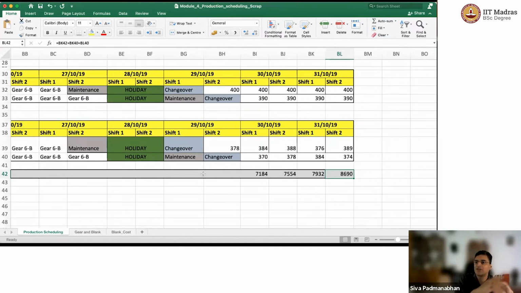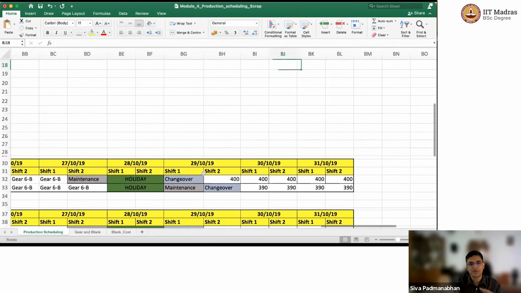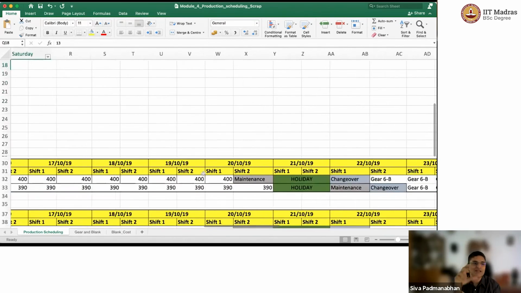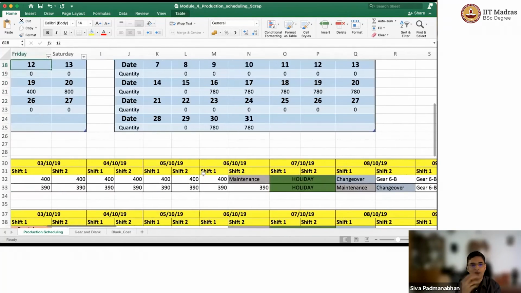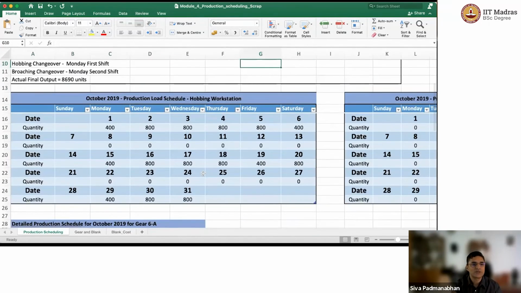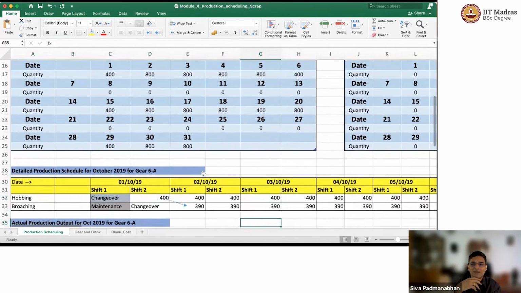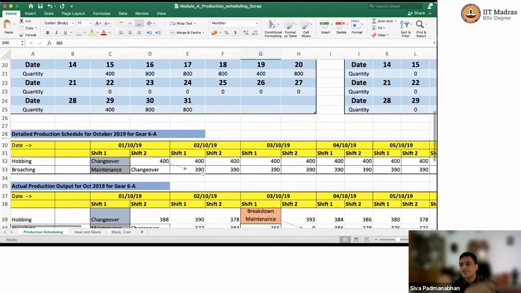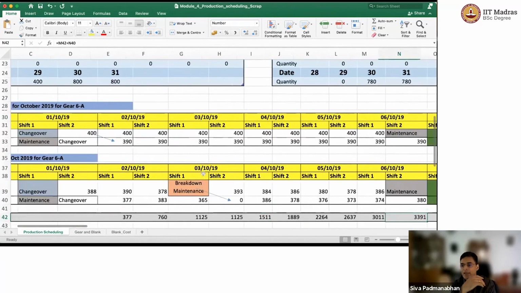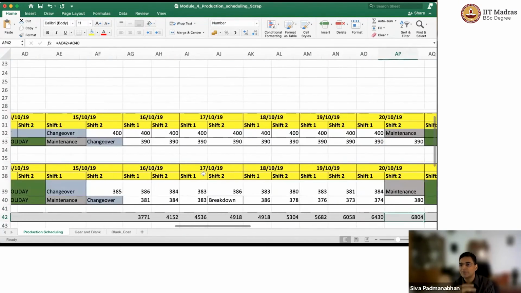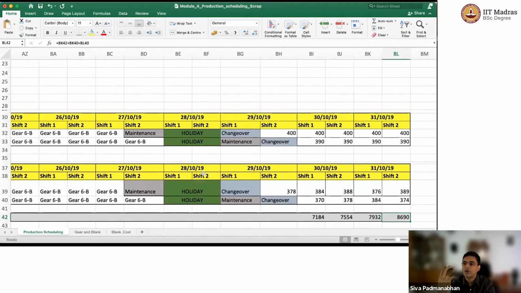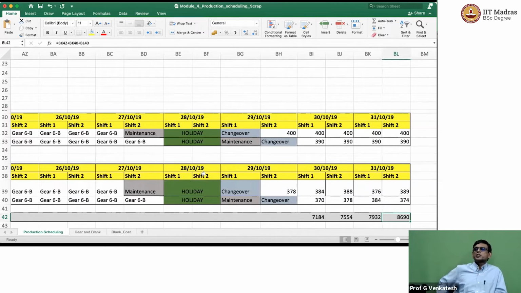So if you go back to our previous table and see October 2019, how much I wanted to make for gear 6A, in the previous worksheet we saw, it was actually 9,000. But in reality, I could only make 8,690 units, right? So that is why we're saying that the actual production will differ from the planned production. And the closer you can get your actual production to the planned production, the better your overall efficiency is from a manufacturing perspective.